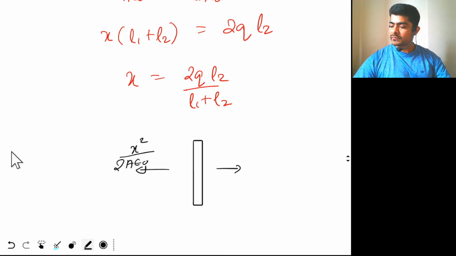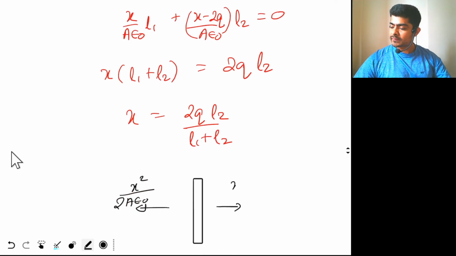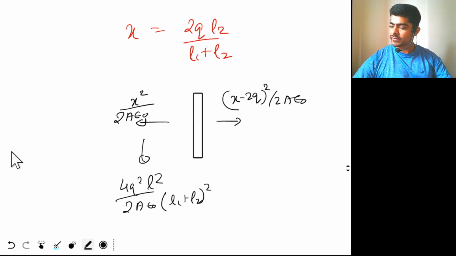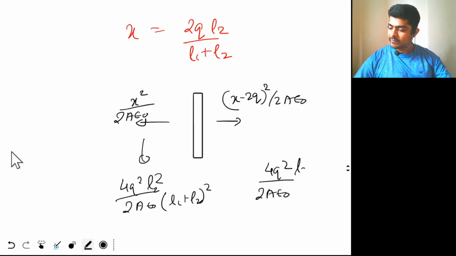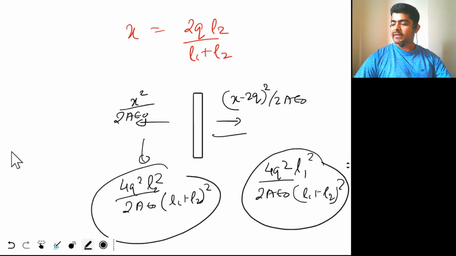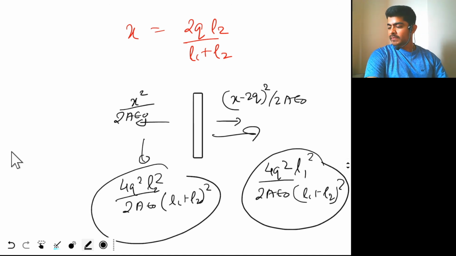And on the other side, I have X minus 2Q whole square by 2A epsilon naught. Now if you put the value of X, I get over here 4Q square L2 square by 2A epsilon naught L1 plus L2 whole square. And over here I have 4Q square L1 square by 2A epsilon naught L1 plus L2 whole square. Now since L1 is more than L2, this force will be more than this force, so net force will be in this direction. So the middle plate will try to go towards right.